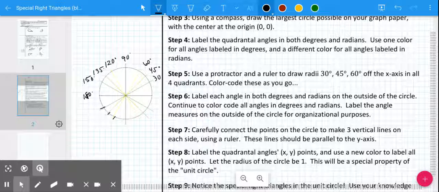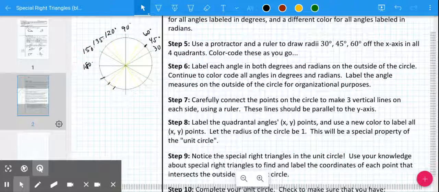So you're going to label all the angles in degrees. You are then going to label all the angles in radians as well. If you don't have a protractor, just eyeball it. Remember, 45 is perfectly in the middle, and 30 and 60 should be symmetrical on both sides. So do your best here if you don't have all the right tools. Then you carefully connect the points on the circle to make 3 vertical lines on each side.